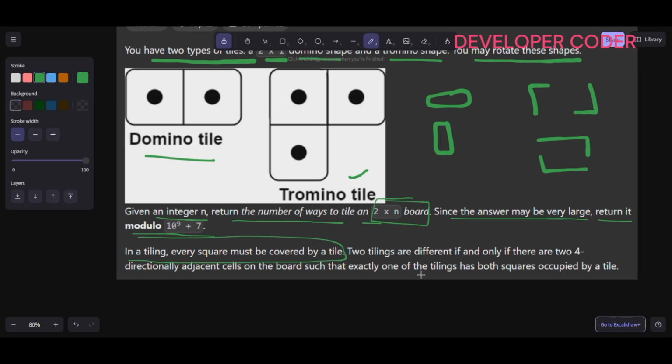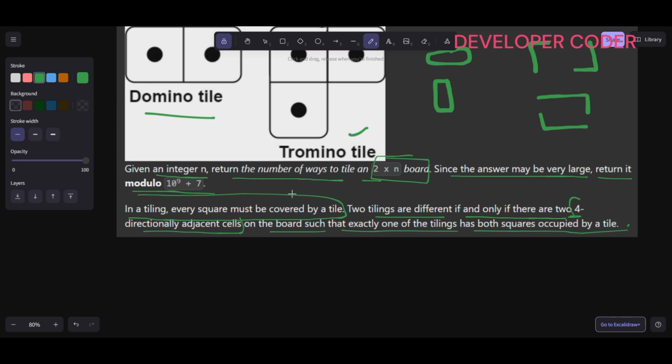In a tiling, every square must be covered by a tile. Two tilings are different if and only if there are two 4-directionally adjacent cells on the board such that exactly one of the tilings has both squares occupied by a tile. So this is nothing but the definition of different tilings. Let's see that.